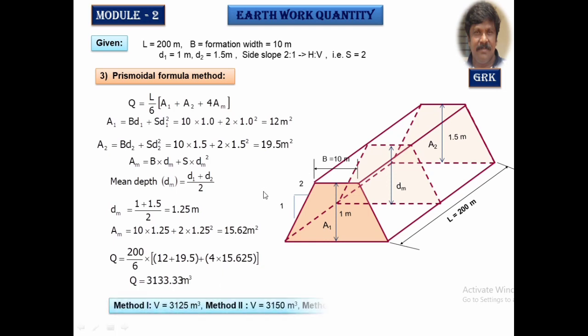Now we can have a look on all the three methods, the volume that has been calculated. By mid-section area method, we got 3125 meter cube. By mean section area method, 3150 meter cube. And by the Prismoidal formula, 3133.33 meter cube. Almost all of them are very close to each other. The percentage of error, if at all you want to call, is hardly 0.2, 0.3%. It is less than even 0.5% among themselves. Therefore, there is no need to worry about the quantity that we have estimated by different methods.